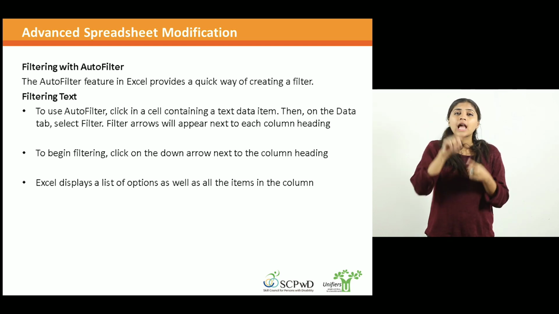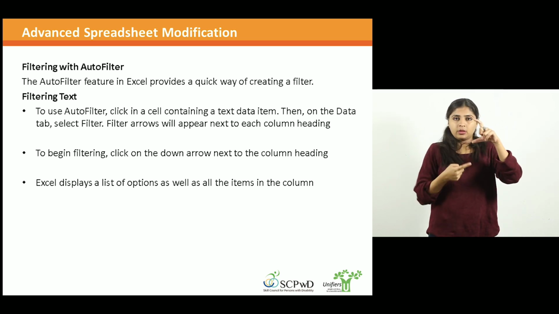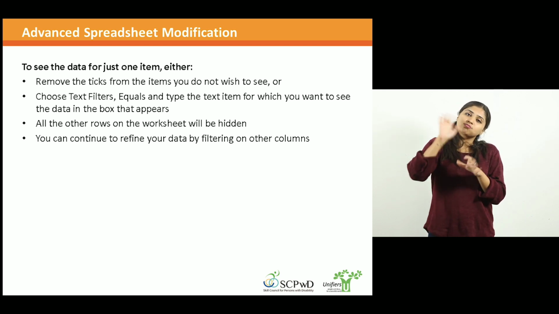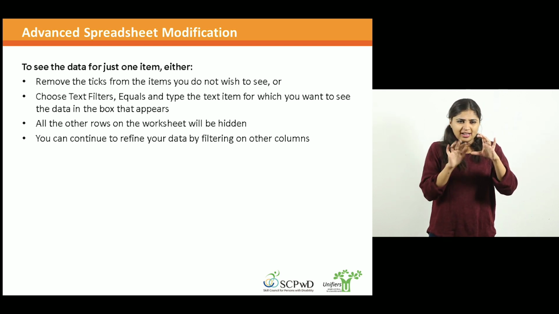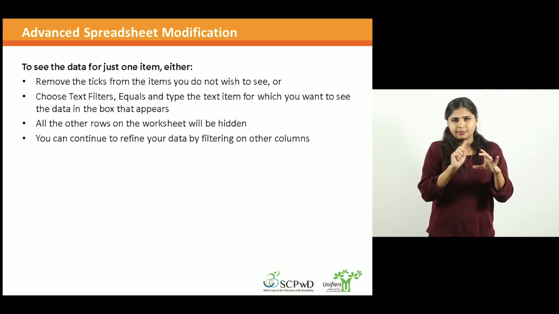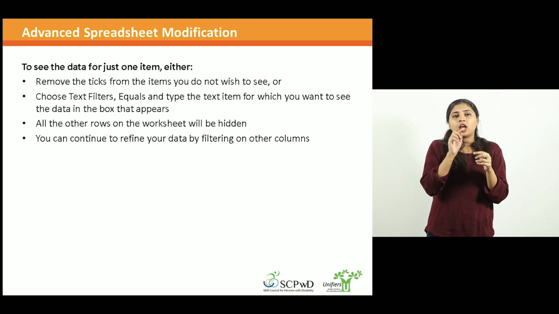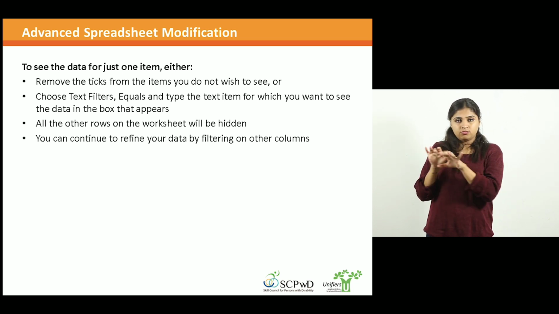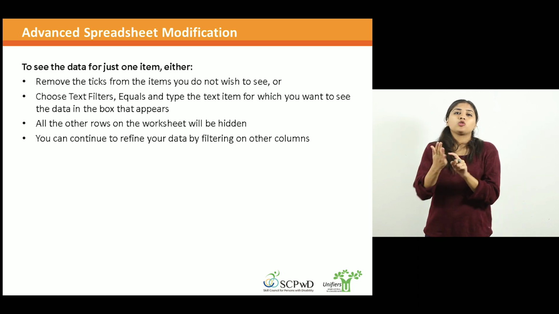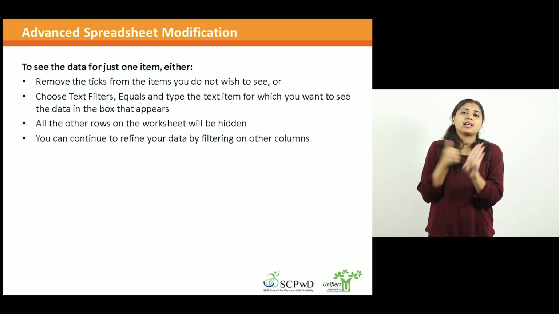Excel displays a list of options as well as all the items in the column. To see the data for just one item, either remove the check from the items you do not wish to see, or choose Text Filters, Equals, and type the text item for which you want to see the data in the box that appears. All the other rows on the worksheet will be hidden. You can continue to refine your data by filtering on other columns.